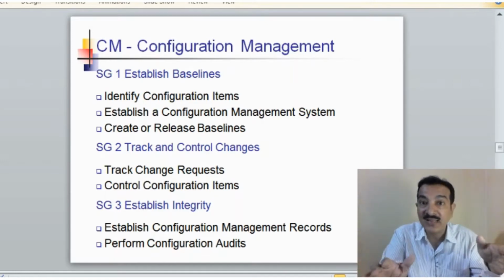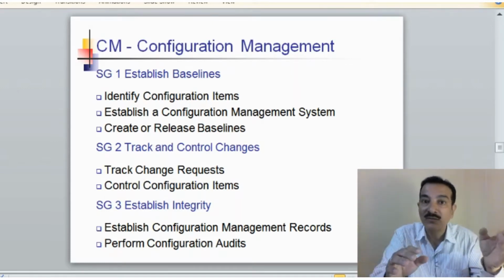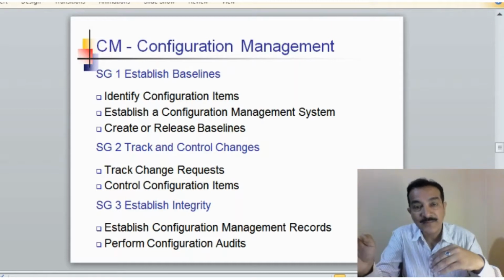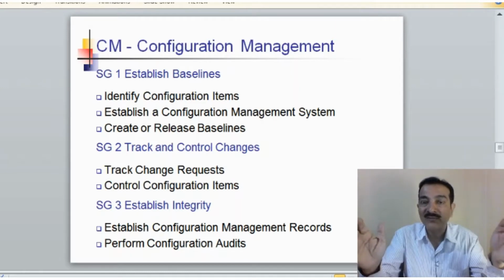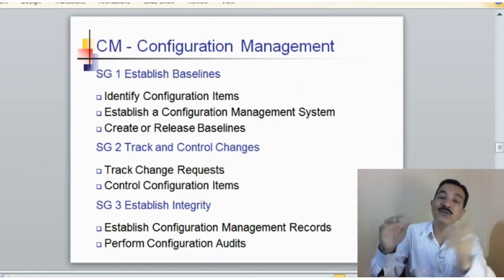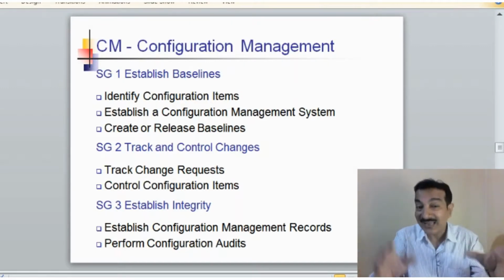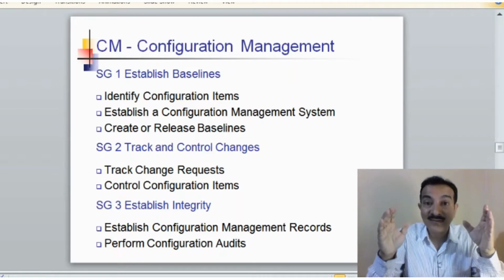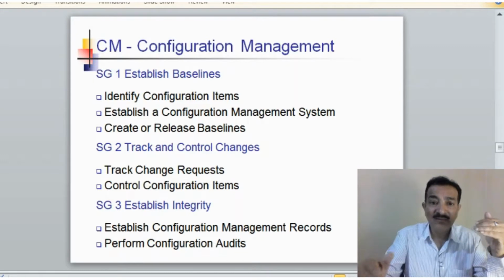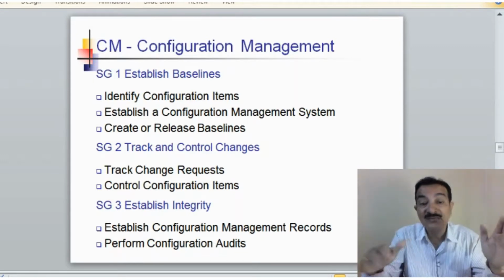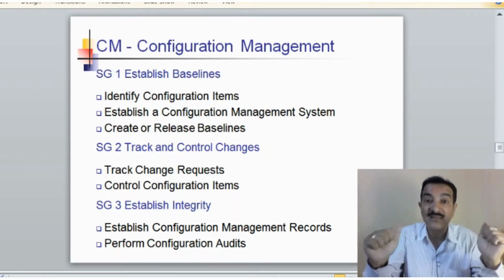So you will understand when a particular item gets baselined, like you have a requirement document, the moment you start your designing, you will have to baseline the requirement. The requirement cannot keep on changing while you are developing the products. So you have to freeze that. That is why you will create the baseline for the requirement once you start the design. So based on that, the specific goal 2 is track and control changes.